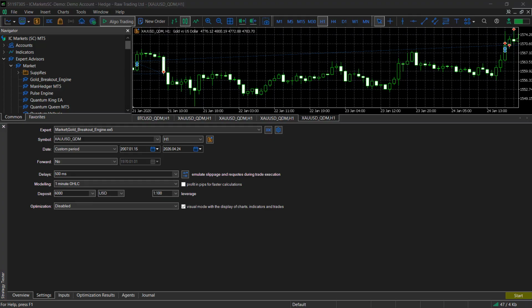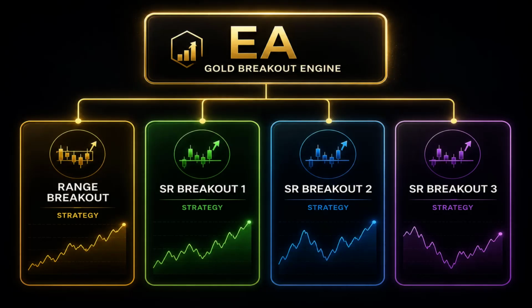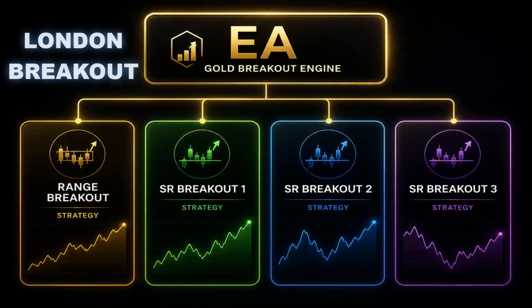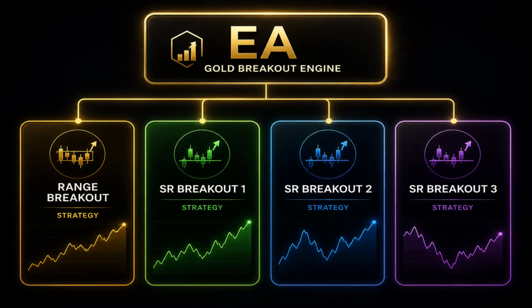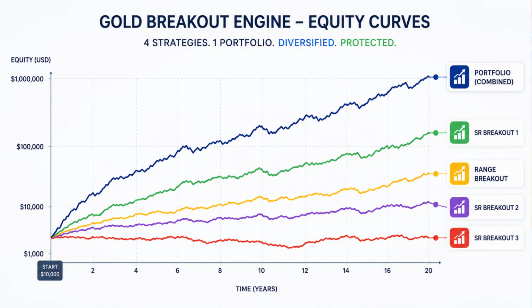The EA consists of 4 different strategies. One of the strategies is a range breakout strategy, trading a London-style breakout, whereas the other 3 are a diversified basket of support and resistance breakout strategies. These strategies together form a portfolio.